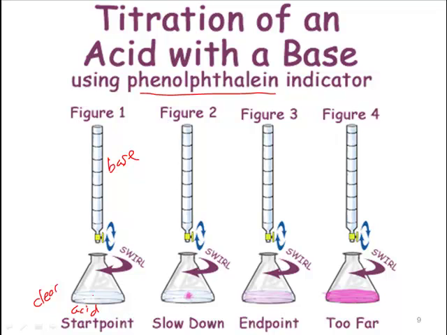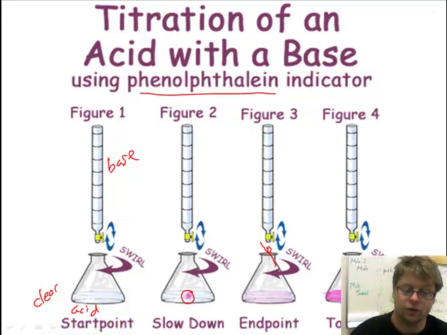If there's no color change, you can quickly add it. When you start to see a little bit of color change, you slow down, and then you slowly add drop by drop to reach the end point. You can also add half of a drop by using your wash bottle to spray off the drop at the end, and spray it inside and down the sides of the container. If your color is too dark, you've gone too far.